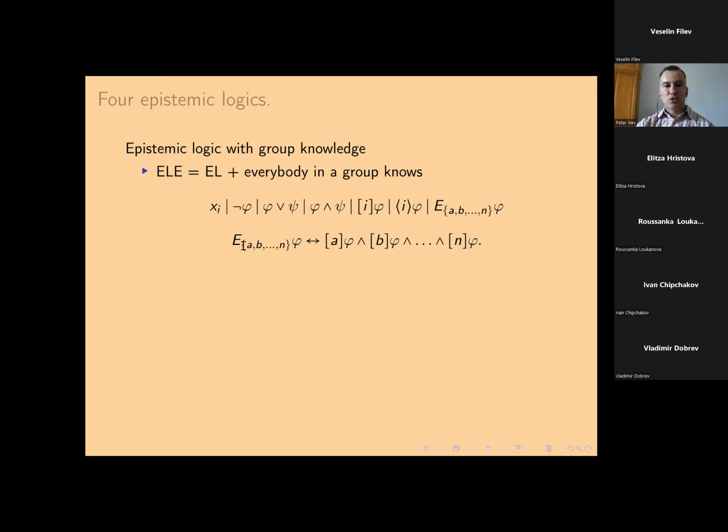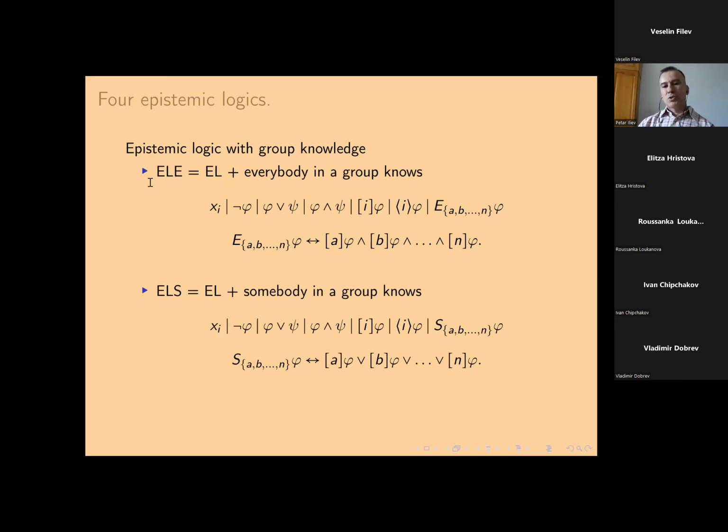If you say that everybody in a group of agents A to N knows phi, what you're actually saying is that agent A knows phi, agent B knows phi, and so on. This is how I'm going to abbreviate this epistemic logic, "everybody knows," as ELE. Then another notion of group knowledge was introduced: "somebody in a group knows." We introduce another operator, and somebody in a group of agents knows phi basically means that either the first agent knows phi, or the second, and so on. So this time it's a disjunction here.